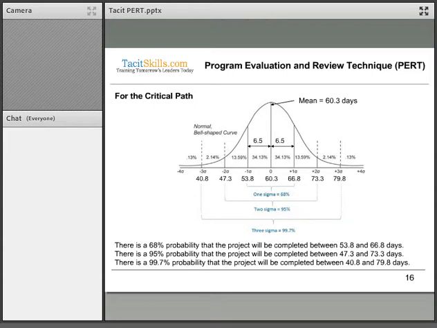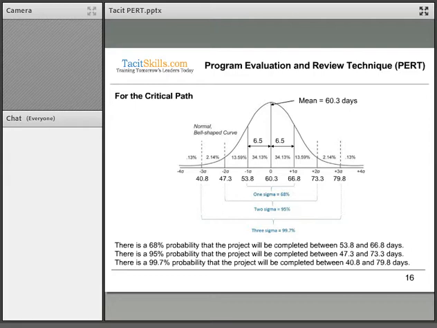53.8 and 66.8 days. You can also say that there's a 95% probability that we're going to complete the project between 47.3 and 73.3 days, and a 99.7% probability that we will be able to complete the project between 40.8 and 79.8 days. And that is handy information to have on a project, to have a way of determining the probabilities that we would be able to reach certain targets.